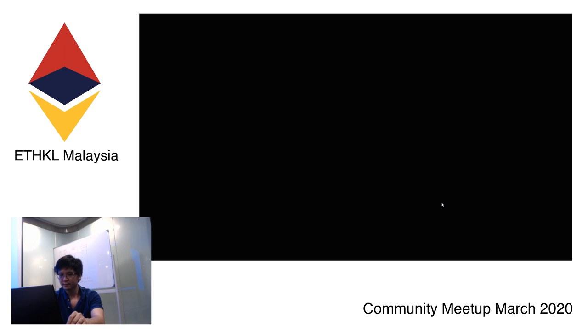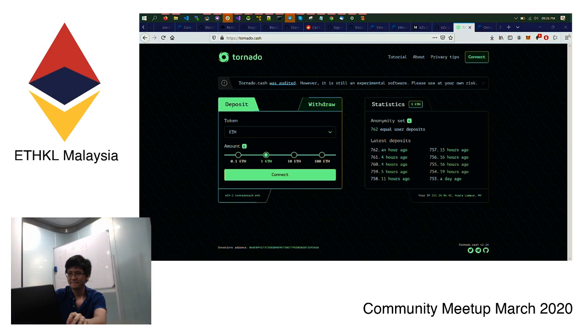I tested it on Goerli. It's quite expensive, the gas fee for Tornado. Is it because to generate a ZK proof? Okay. Makes sense. Also to store the bunch of information. I see.